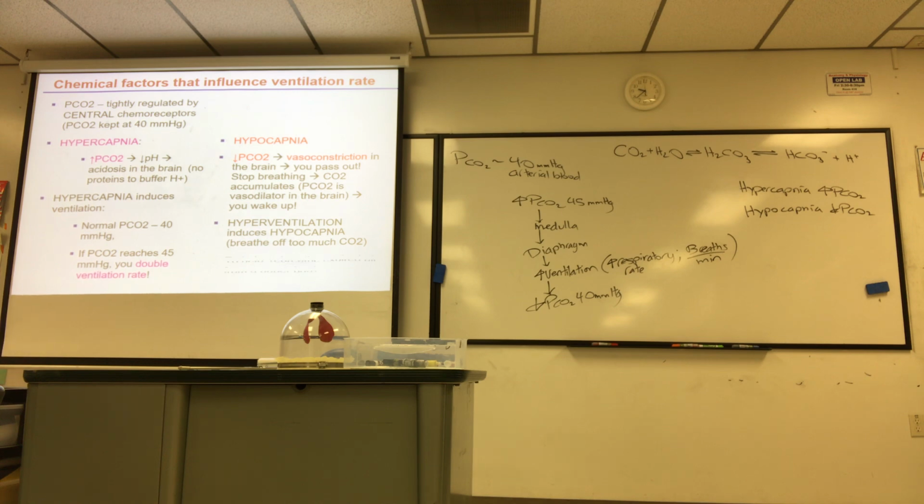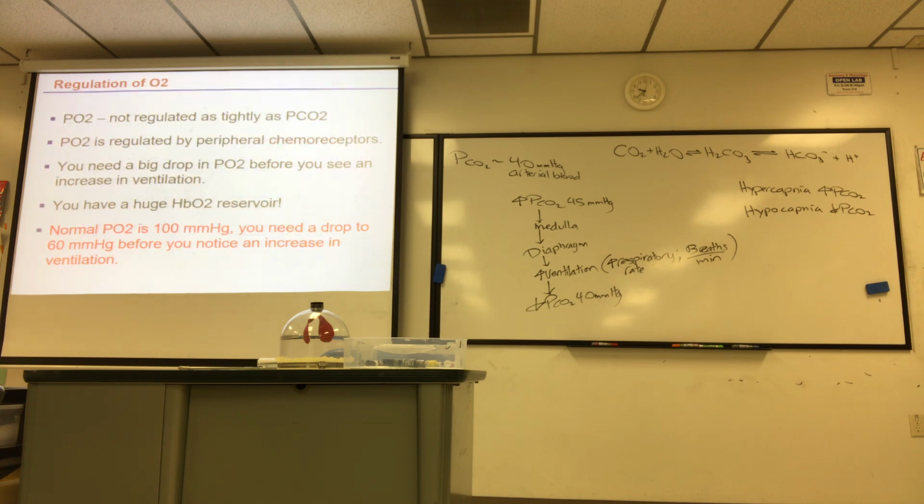So CO2 is tightly regulated. Not so much O2. O2 has the hemoglobin. Hemoglobin is a huge reservoir. So much so that you need to see a big drop in PO2 before you see an increase in ventilation. So that one is not tightly regulated because most of your O2 is circulating. It's still bound to hemoglobin.